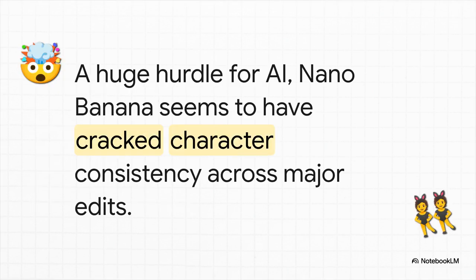First up, character consistency. And look, this is a huge deal. It's one of the biggest challenges for AI. Making sure a person still looks like the same person when you make big changes to a scene. Nano Banana seems to have just cracked the code.